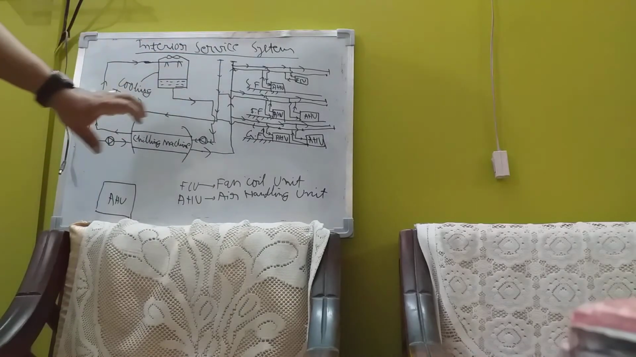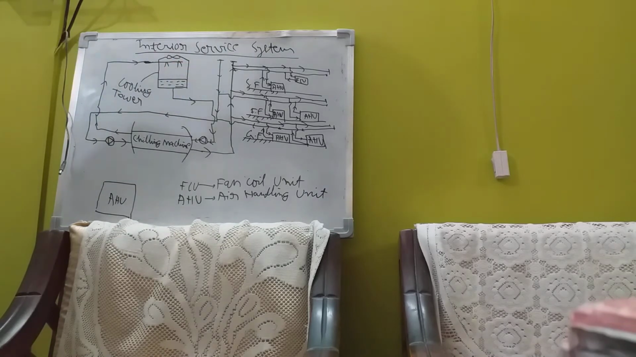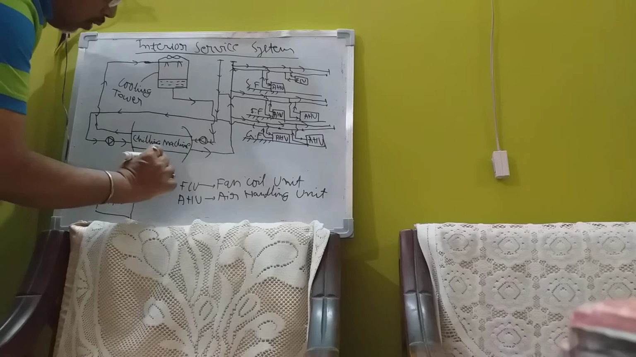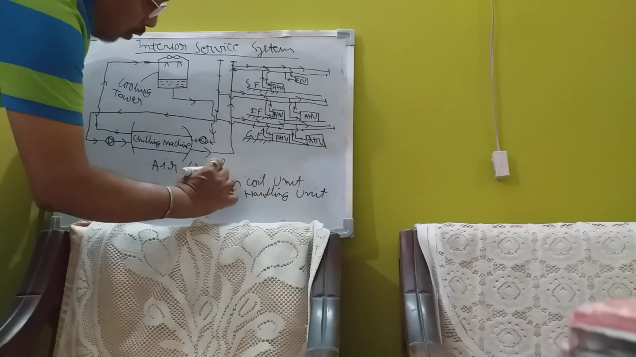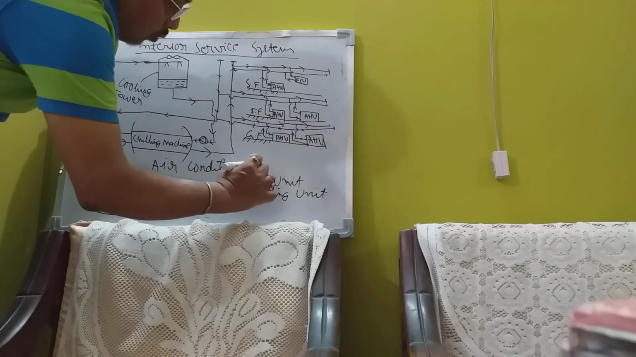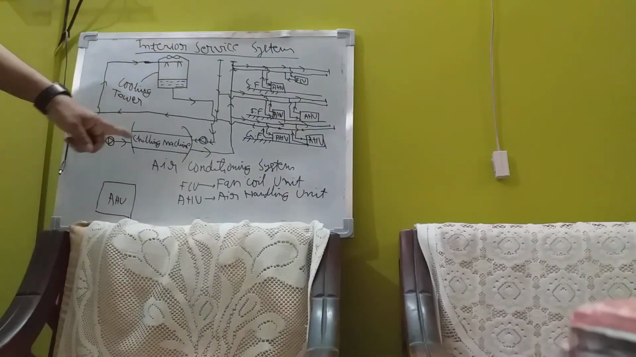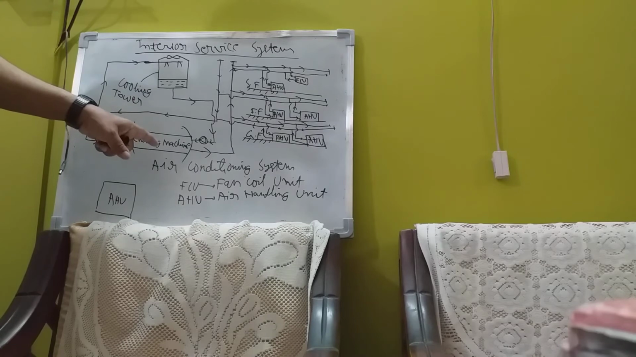This is how the system works. This is the total air conditioning system I am drawing. This is the air conditioning system. This is how the whole system works. How it is a chilling machine.